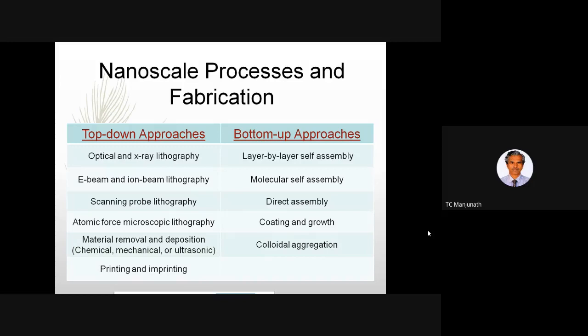The bottom up approaches are layer by layer self-assembly: first layer, second layer, for example the P layer, the N layer, again the P layer, etc. Suppose it is a semiconductor device, how do you design it layer by layer, then molecular self-assembly, direct assembly, coating, then colloidal aggregation. So these are the standard processes used in the fabrication of nano devices and released into the market for a particular process.